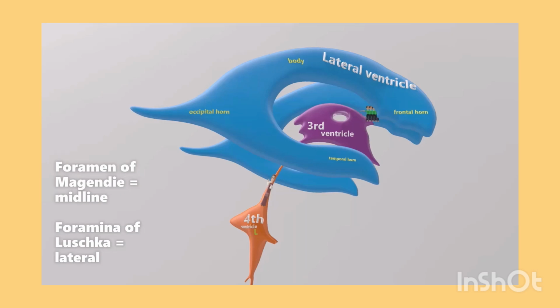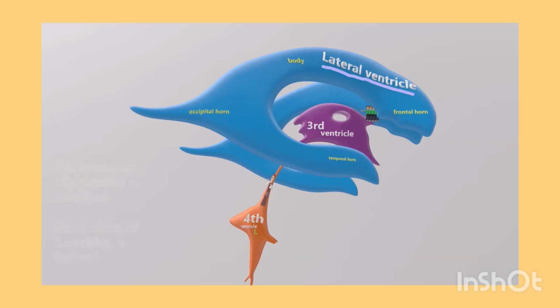So now let's talk about the flow of CSF. So the CSF empties from the lateral ventricles through the paired foramina of Monro into the third ventricle, down the cerebral aqueduct, again, of Sylvius, and then into the fourth ventricle. From there, the CSF empties into the subarachnoid space through the foramina of Magendie in midline, and the bilateral foramina of Luschka laterally. And from there, goes down the central canal of the spinal cord.